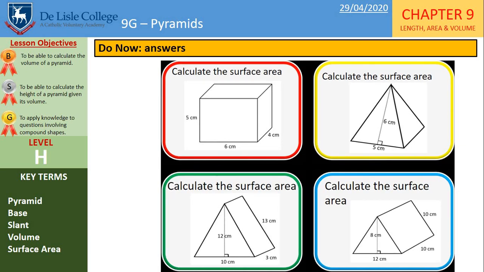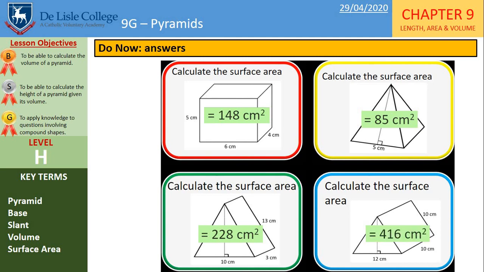Right, let's have a look at those answers. The first one is 148 centimetres squared. The second one, 85 centimetres squared. The third one, 228 centimetres squared. And the fourth one, 416 centimetres squared.